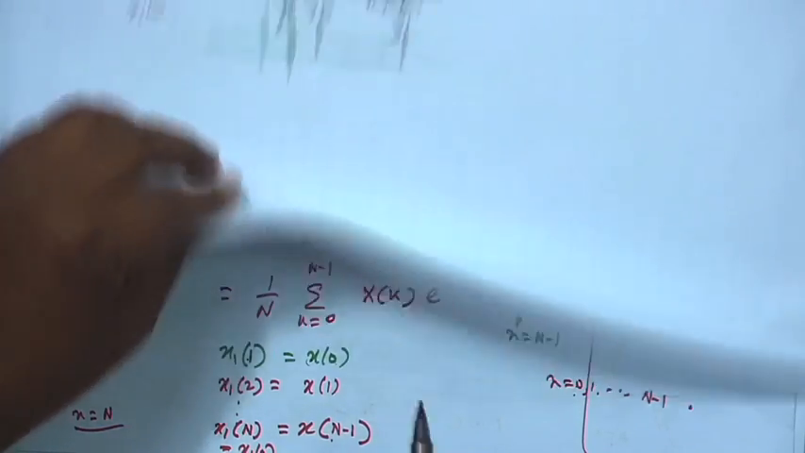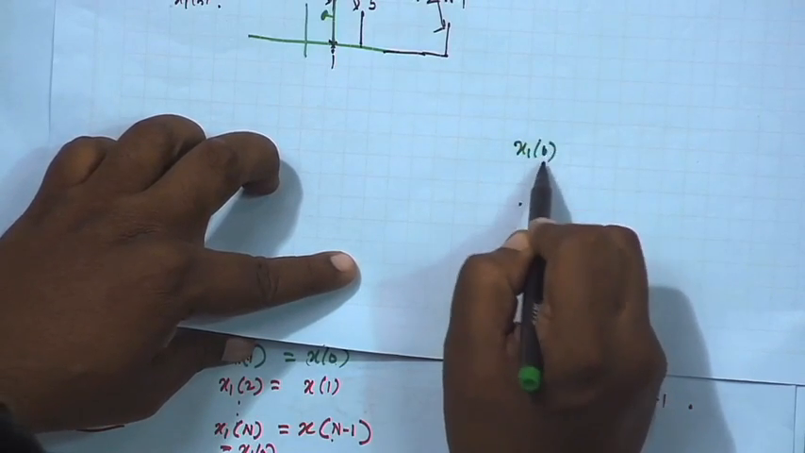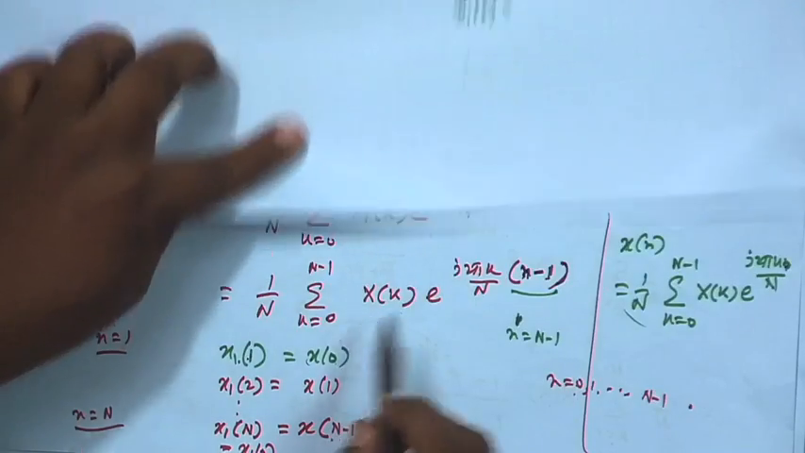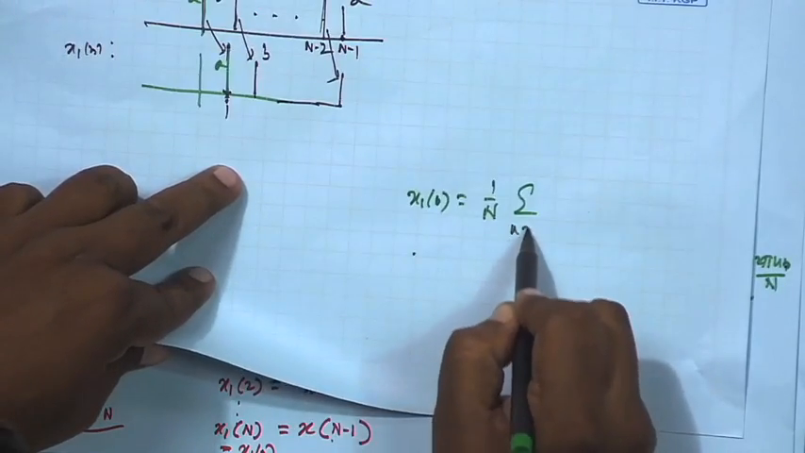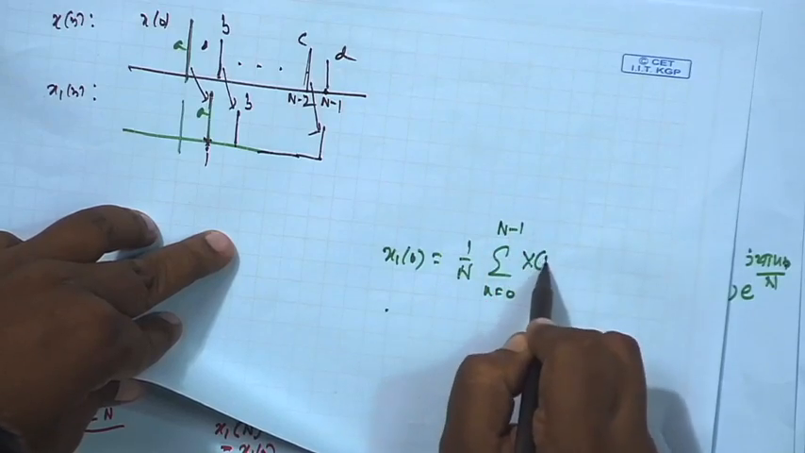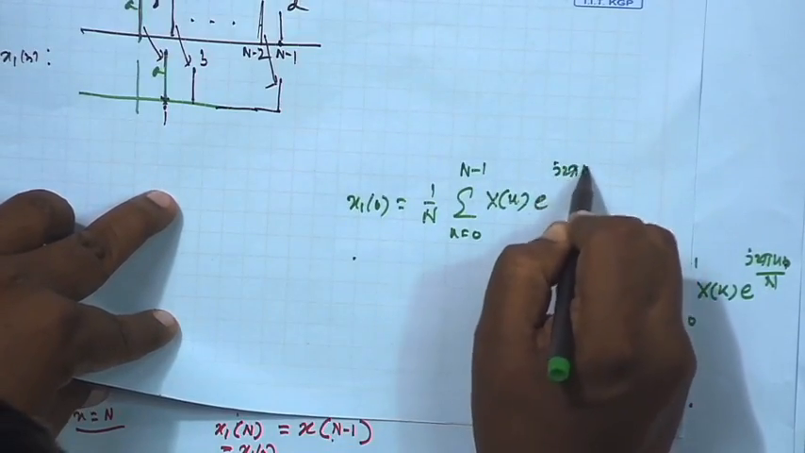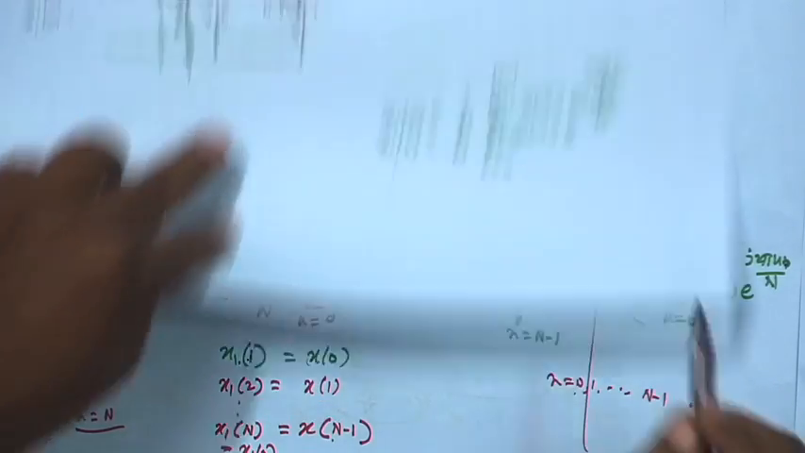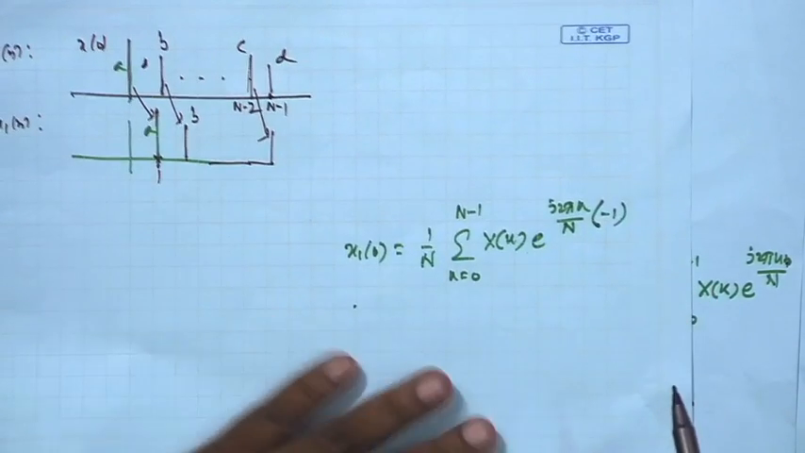You can view it this way also. What is x 1 0? An alternative view, x 1 0. X 1 0 means, in this formula, 1 by n, sum over k equal to 0 to n minus 1, x k e to the power j 2 pi k by n into small n, which is 0. So 0 minus 1, minus 1.